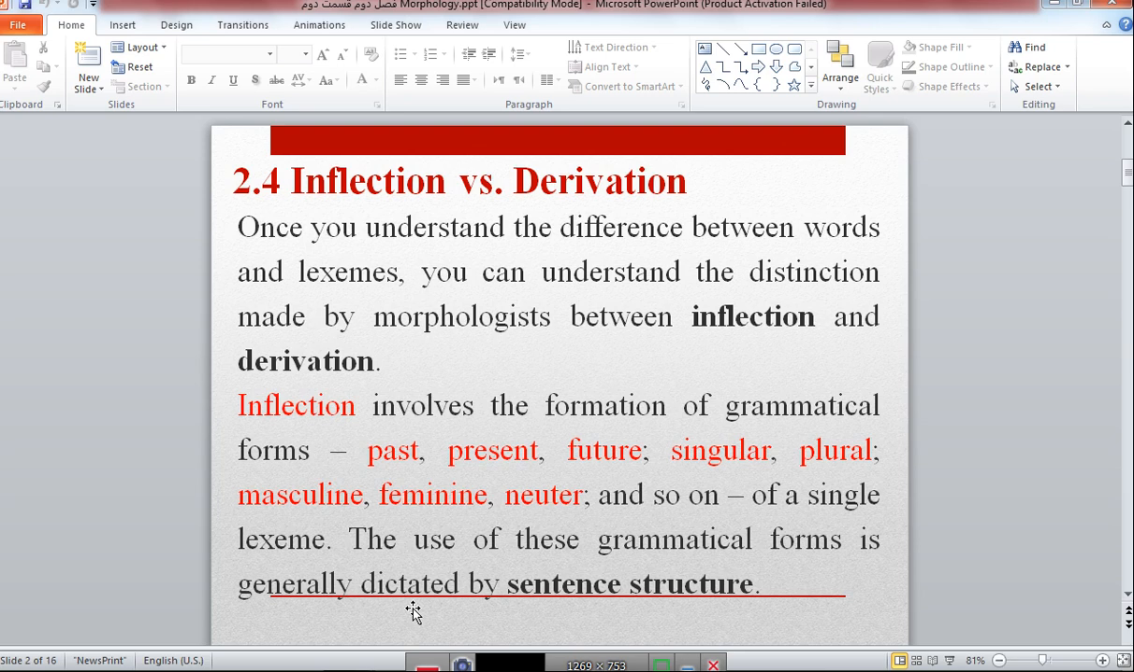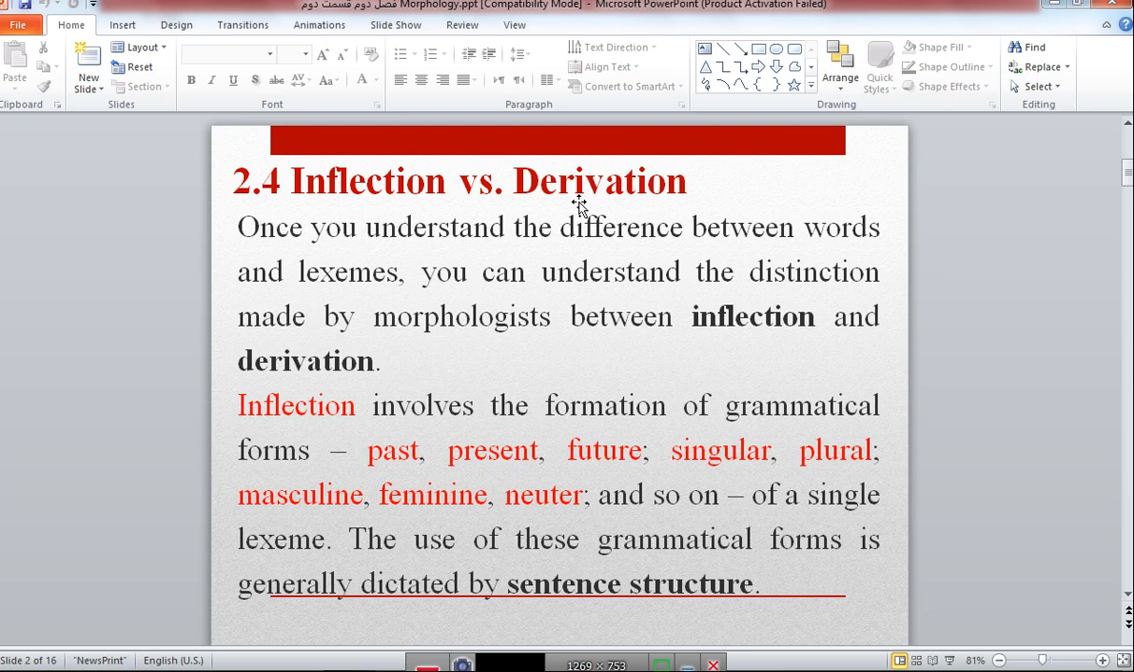The third type of words. The first one is the phonological word, the second one is content word versus functional word, and the third one, the last one, which I talked about in this session, is lexeme. The other part of this chapter talks about inflection versus derivation.